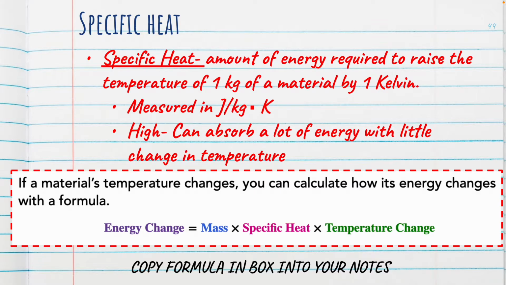So it's important also just to copy that formula in the box down on the bottom, guys, into your notes, because it's going to probably come up in an assignment where you may need it. So the energy change is equal to the mass of the material, multiplied by the specific heat, and then multiplied by the temperature change.